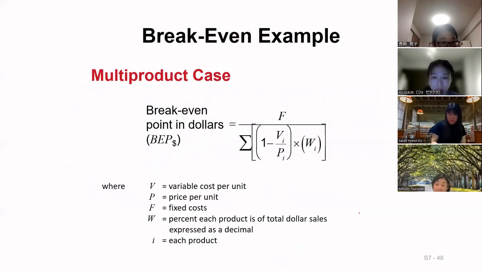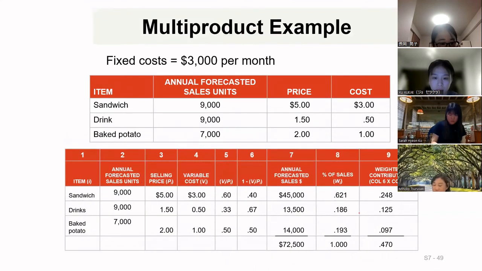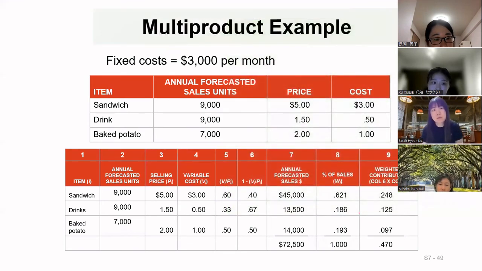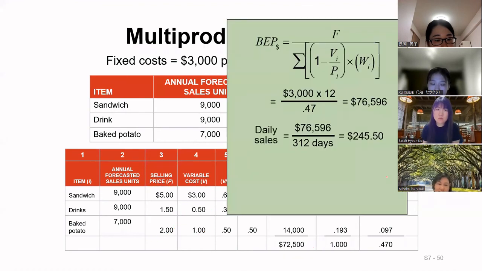This is a case of multi-product. Multi-product is a bit complicated, but these are the formulas. Same thing, only you have many items and you need to work out the total cost for the difference between sandwich and drink, and baked potato. So you can use the break-even point in dollars in this case, okay? Total revenue is based on the variable cost, this is the selling price, this is the volume. So they use dollars actually. So you can use this too.